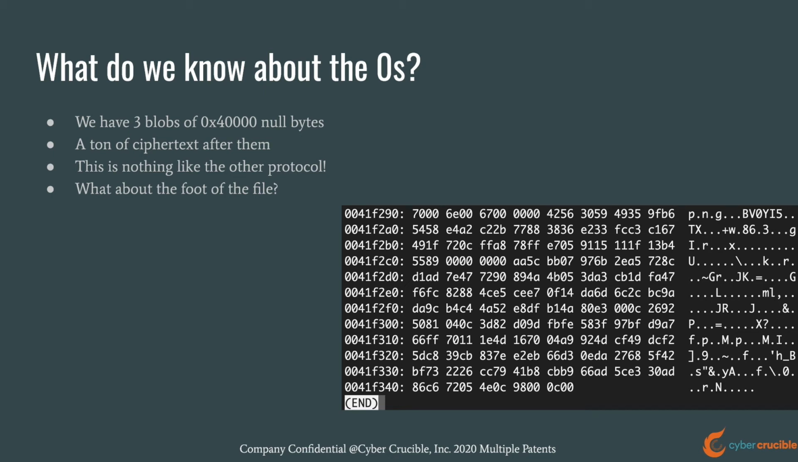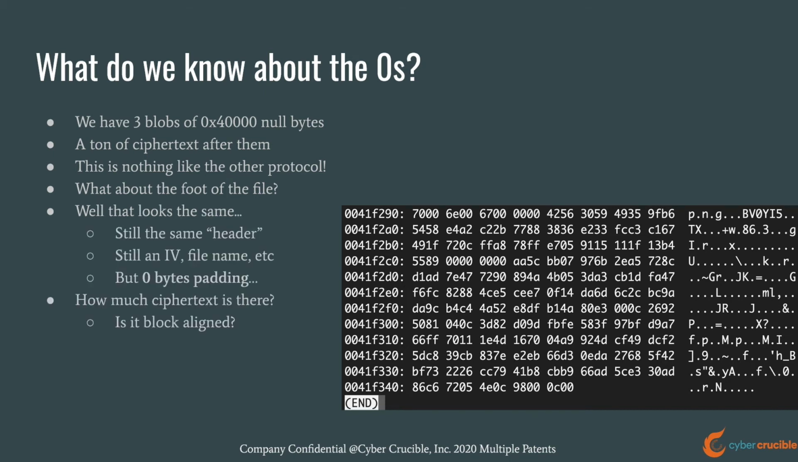So what do we know? Again, just reviewing. There's a ton of ciphertext. This is nothing like the other protocol, but let's look at the footer of the file again. Let's go back to what we know. We know where the file name was. We know all that kind of identifier stuff, and we can say that this part kind of looks the same. It's still the same. I'm calling it again the header of the footer, but that part's the same.